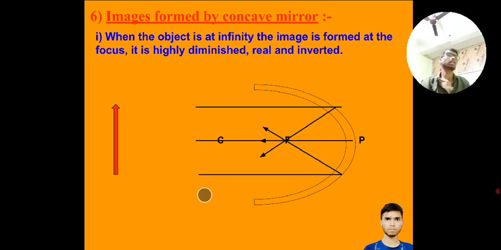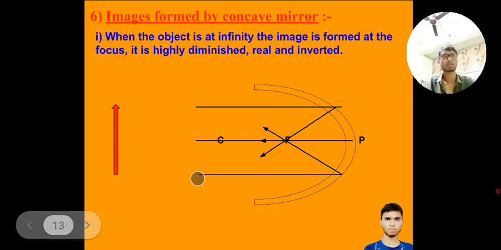When the object is at infinity, which means very far. If an object is very far from a mirror, then what will happen? Let's see. When the object is at infinity, here, this object is over here. At infinity, the image is formed at the focus.